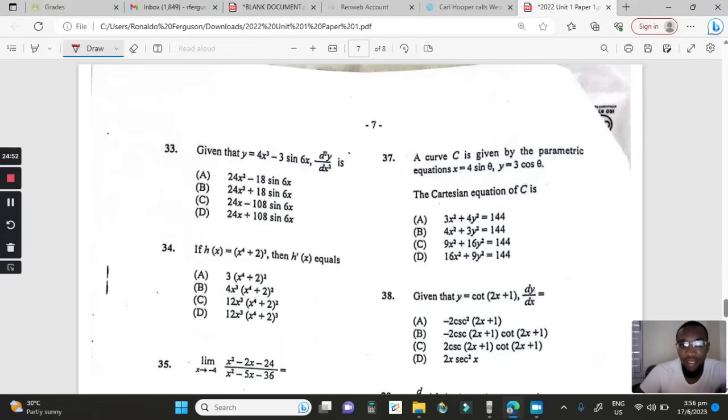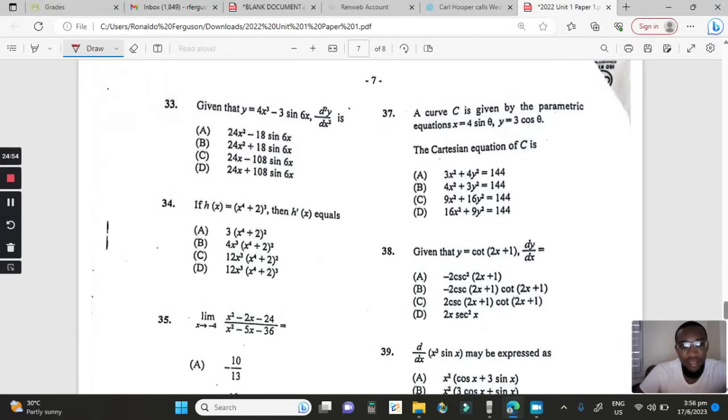Ignore this page, please. I didn't scan it properly. This is the page we look at. I know number 34 is a repeat. Alright, so once you see that it's a repeat, I remember it's 12x cubed, this one, repeat from previous years.